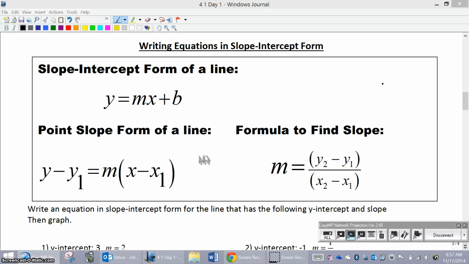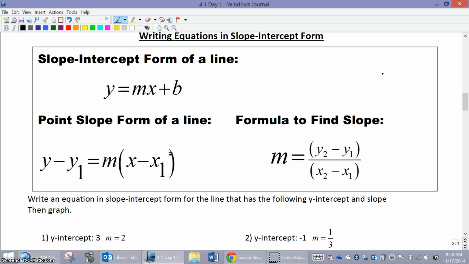Have you guys seen it in terms of writing the slope-intercept form? A little bit? You hadn't done that from point-slope form, though, had you? You hadn't seen point-slope form? You saw it a little bit? Okay. Well, that's kind of what we're going to take a look at today.